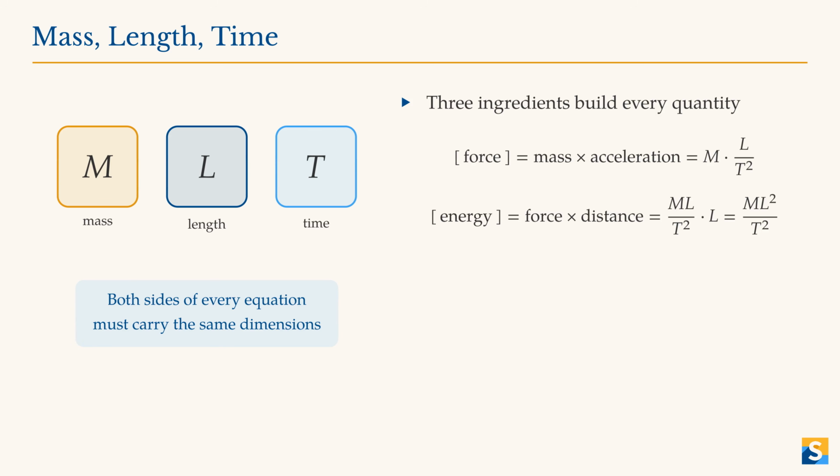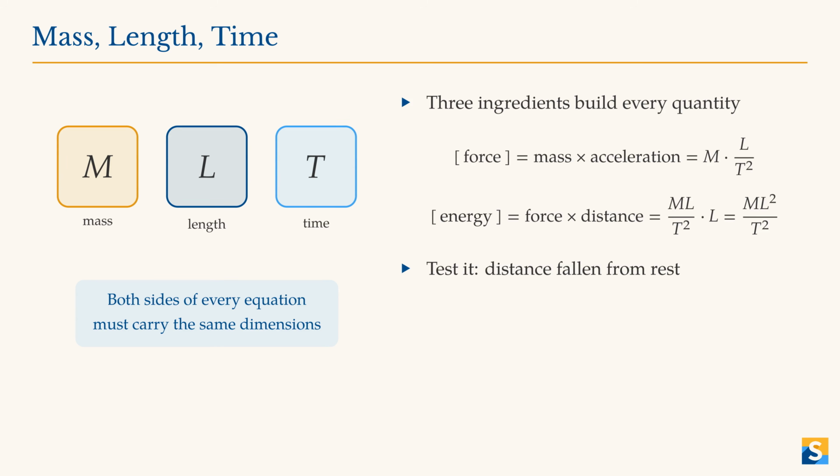Here is the rule that gives this teeth. Any equation in physics must have the same dimensions on both sides. Always. You cannot add a length to a time any more than you can add 3 meters to 5 seconds. It sounds obvious, but it is a merciless error detector.